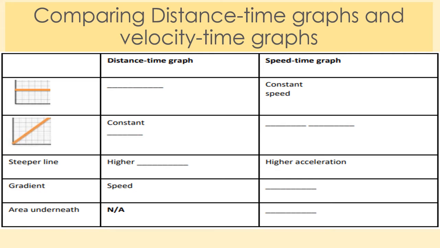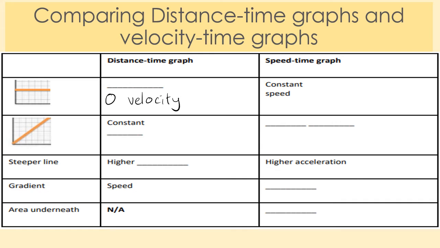You should have now completed this table. We'll go through the answers. So a distance time graph: this horizontal line here shows us we have zero velocity. We're not moving. The distance hasn't changed. You can see that on a speed time graph or velocity time graph, we have a constant speed.